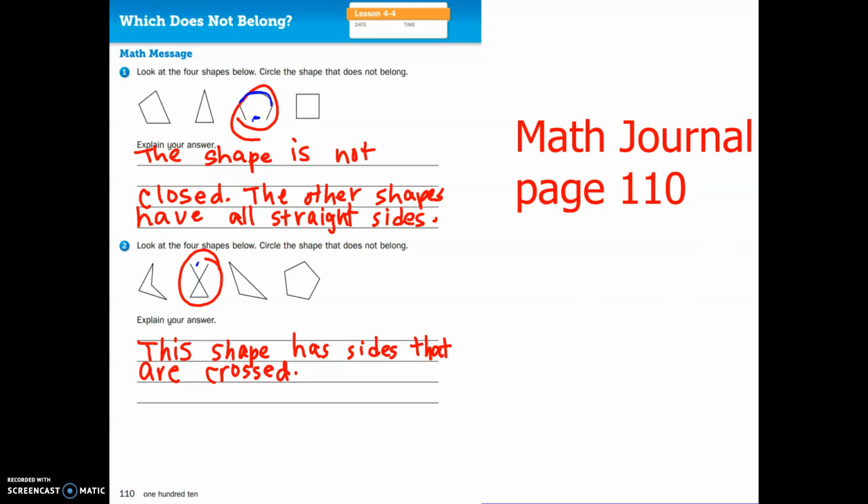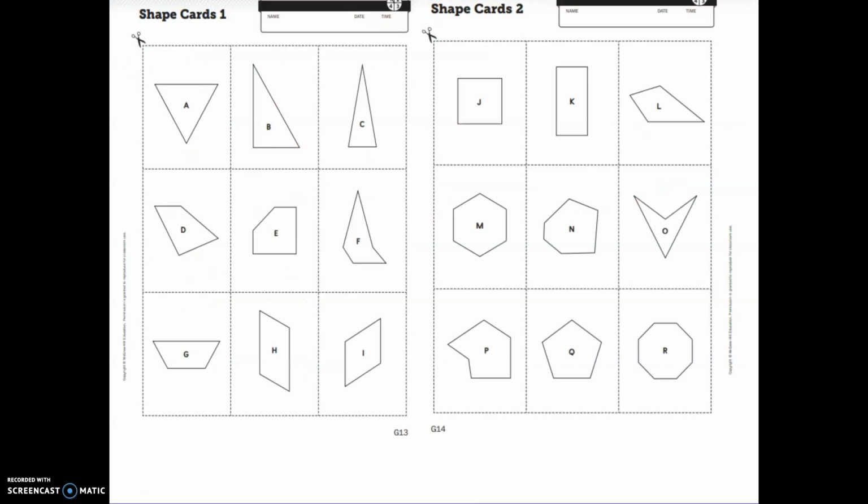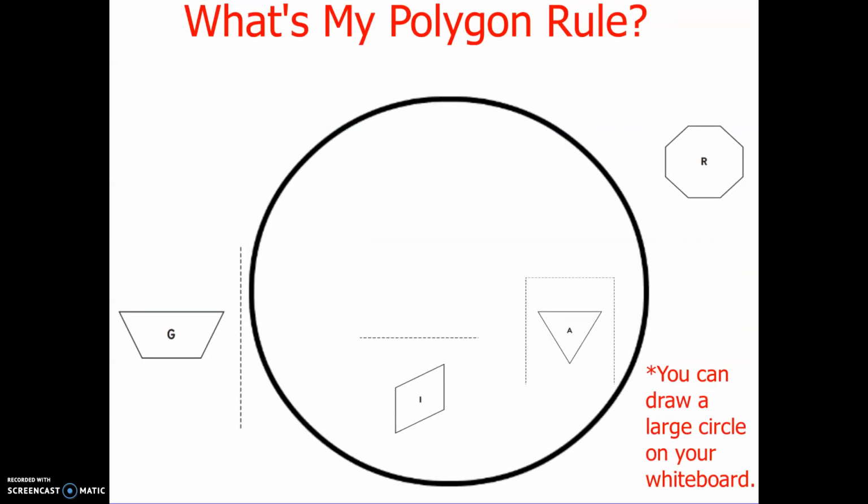Okie doke. So we get to the next page. In your folder, you should have these shape cards. I want you to pause the video, cut them out neatly, and be ready to use them when you come back. Now that you have those cards cut out, we're going to play a little game that's called What's My Polygon Rule?